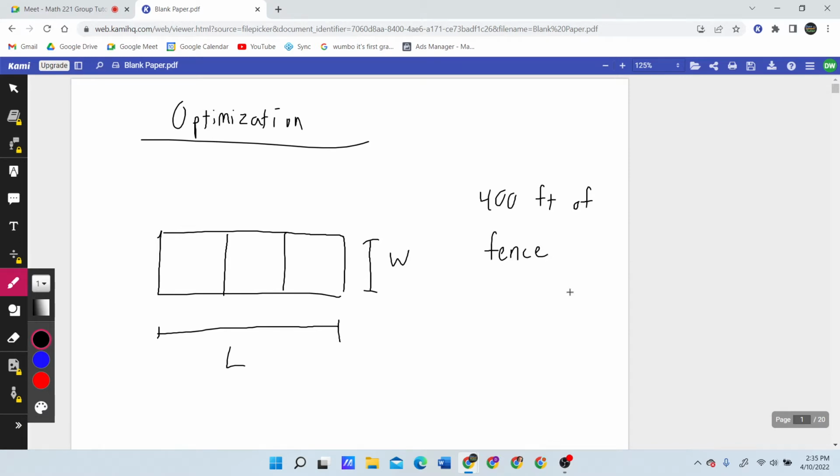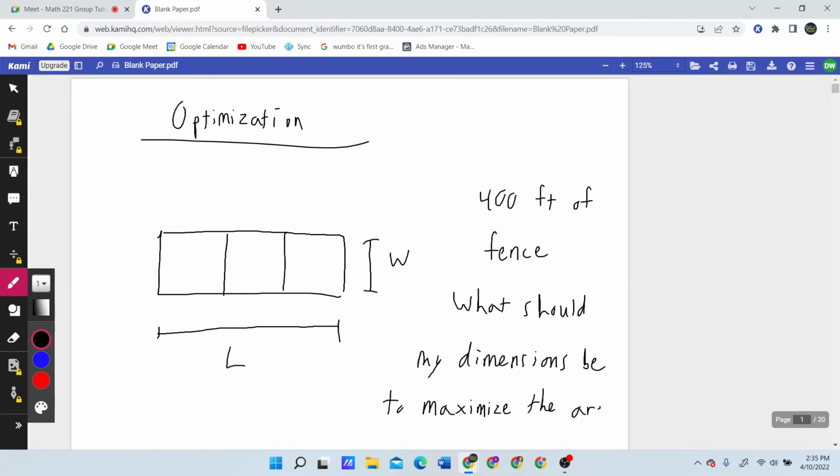Now what I want to know is what should my dimensions be to maximize the area? Give you guys a second to write that down. But in general here, whenever we have optimization, we want to maximize or minimize a quantity given some sort of constraint. In this case, the constraint is 400 feet of fence, and we want to maximize the area.